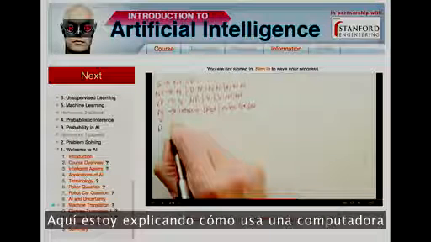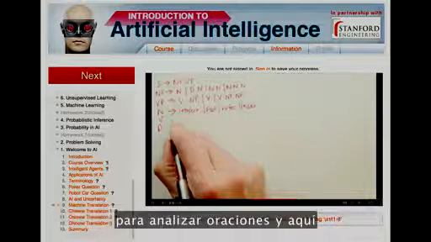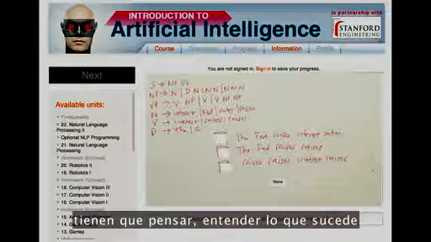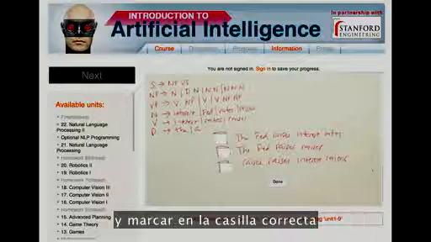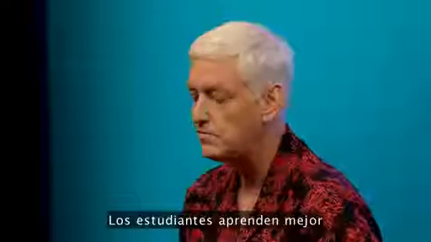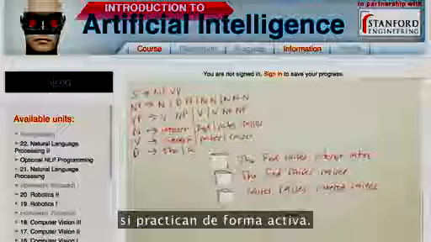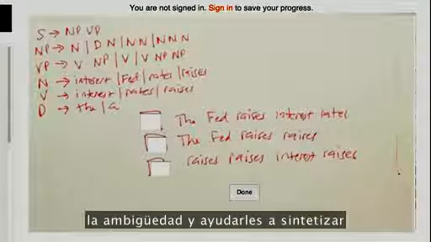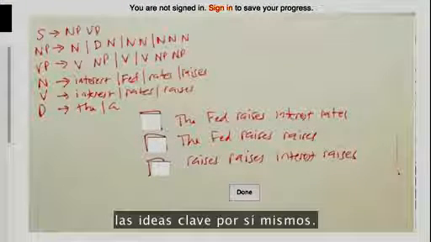Here, I'm explaining how a computer uses a grammar of English to parse sentences, and here, there's a pause, and the student has to reflect, understand what's going on, and check the right boxes before they can continue. Students learn best when they're actively practicing. We wanted to engage them, to have them grapple with ambiguity, and guide them to synthesize the key ideas themselves.